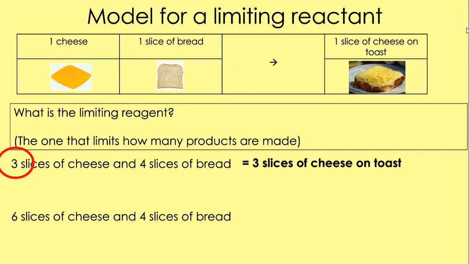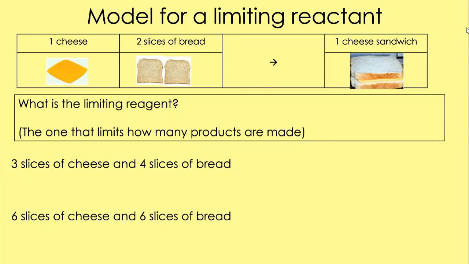If I look at the next example, if I've got 6 slices of cheese and 4 slices of bread, then because I use 1 slice of cheese and 1 slice of bread to make my product, we're just looking for the smallest number here. The smallest number is the bread, for 4. So my bread in this case is the limiting reactant. And because I've got 4 slices of bread, I can make 4 slices of cheese on toast. That's a really simple example.